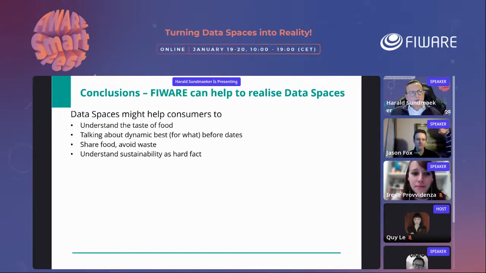Also talking about dynamic best before dates, and best for what? For a salad, for the weekend barbecue, share food, avoid waste. I think there are a lot of potentials where we need to exchange data, where the data needs to be available and understand sustainability as hard fact.